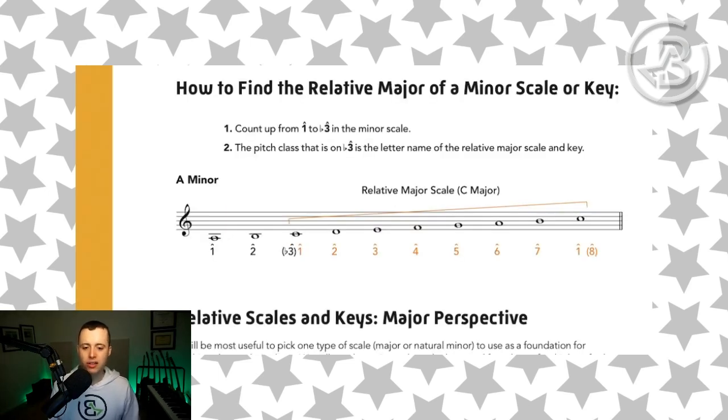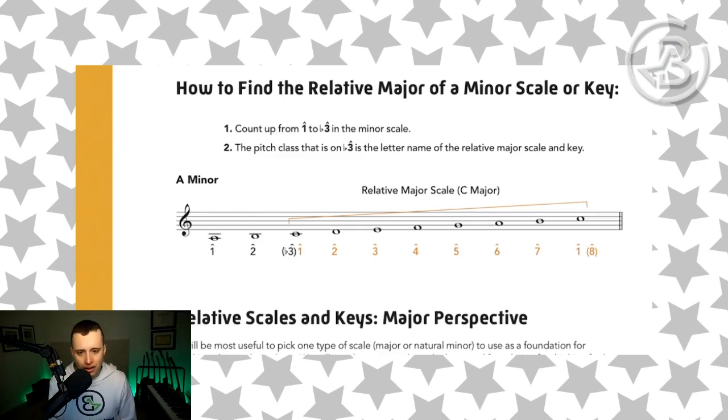This is going to be a quick lesson on how to find the relative major of a minor scale or key. In the last lesson, we talked about taking a major scale like C major and counting up to scale degree 6 to get A, and then starting on A and saying all the same notes as the C major, but just starting and ending on A, and all of a sudden we have an A natural minor scale.